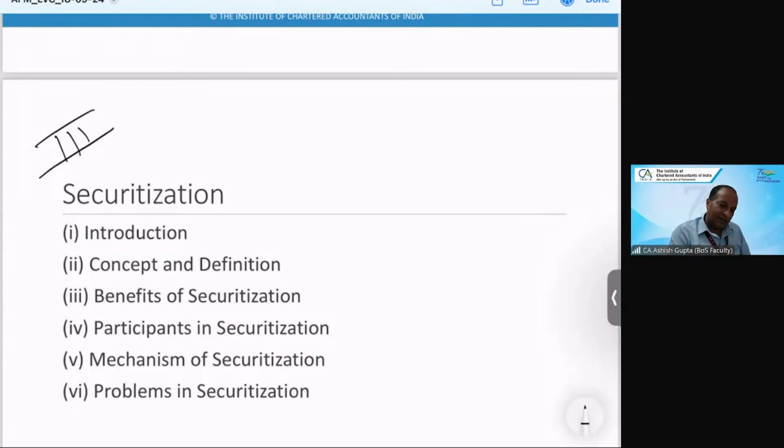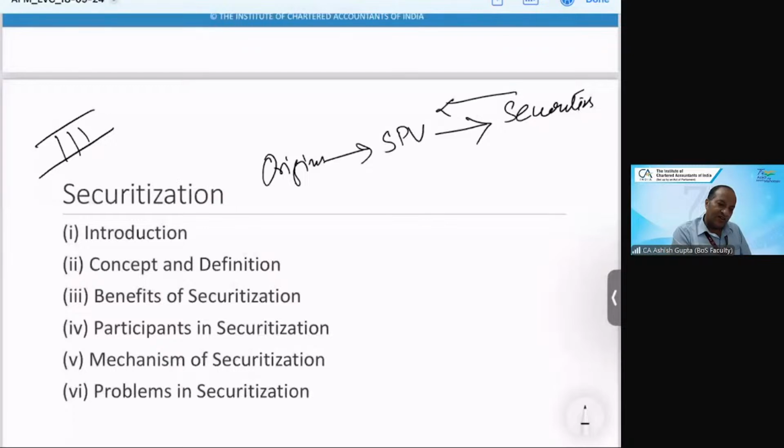Okay, so what happens? I show you just simply. Now say the company may have a receivable. They transfer the receivable to the special purpose vehicle, and the special purpose vehicle issues the securities. Now what happens when they issue the securities? The cash comes to the SPV. The SPV transfers this cash to the originator. Now by this, the figure of the receivable on the balance sheet comes down and the figure of cash in hand goes up.